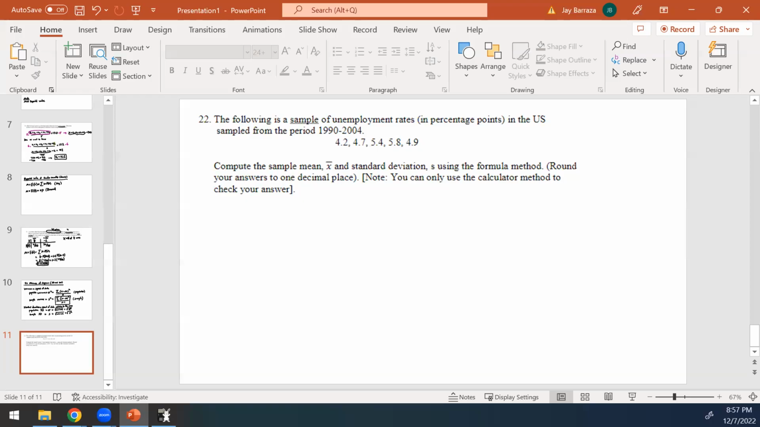All right. So compute the sample mean, X bar, and the standard deviation, S, using the formula method. Okay, so we'll just practice the formula method. So X bar, and just add them up. 4.2 plus 4.7 plus 5.4 plus 5.8 plus 4.9. Honestly, I won't really require you to use the formula method. If you want to use your calculator, just use your calculator.